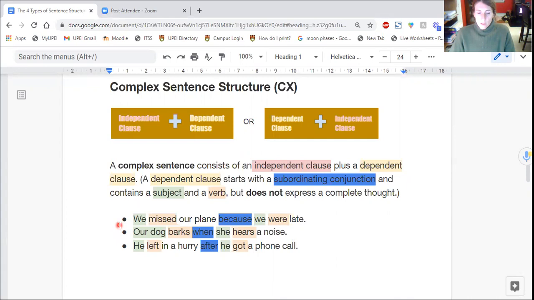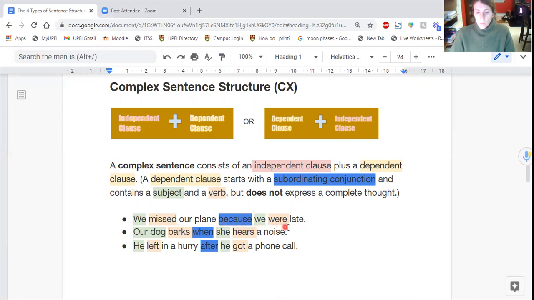So in these sentences, we can see that the first part of the sentence is an independent clause. We missed our plane. The second part of the sentence is a dependent clause. It begins with a subordinating conjunction and then has the rest of the sentence. So, because we were late.